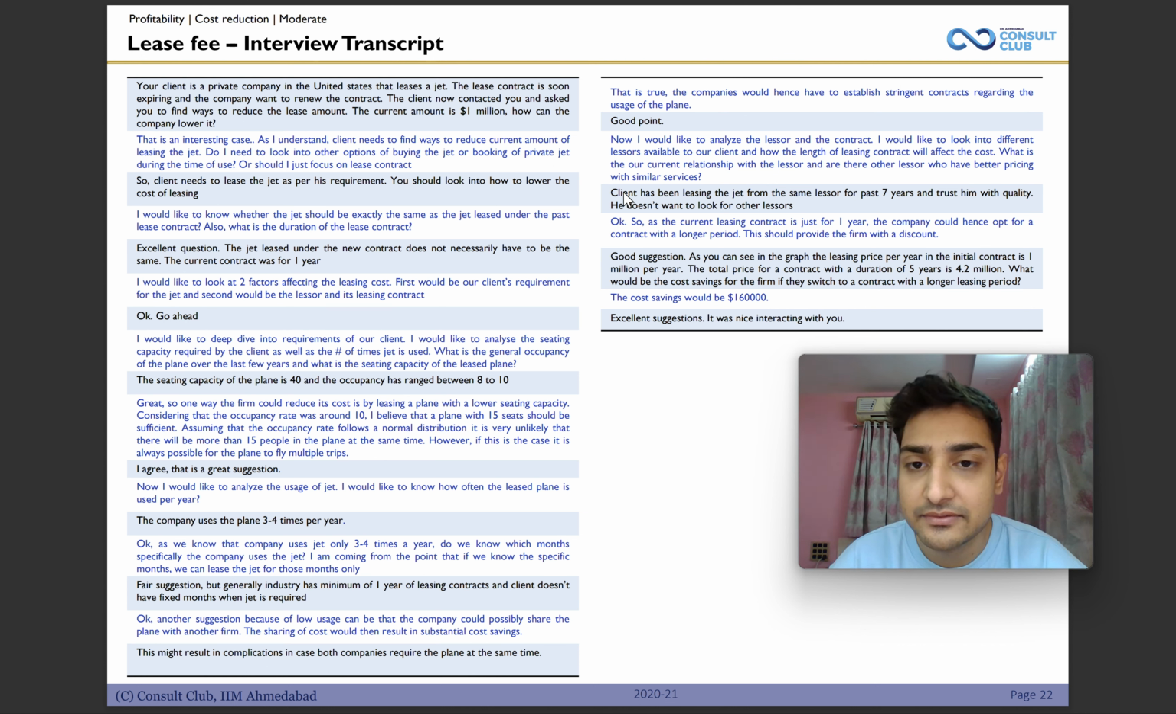That's what matters. I believe that a plane with 15 seats should be sufficient. Assuming that the occupancy rate follows a normal distribution, it is very unlikely that there will be more than 15 people in a plane at the same time. However, it is always possible for the plane to fly multiple trips. I agree. That's a great suggestion.